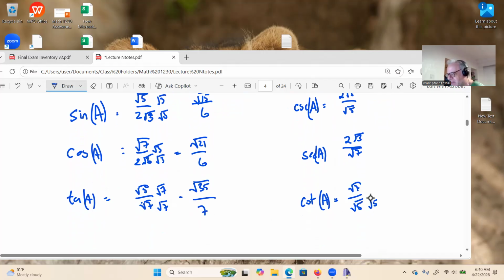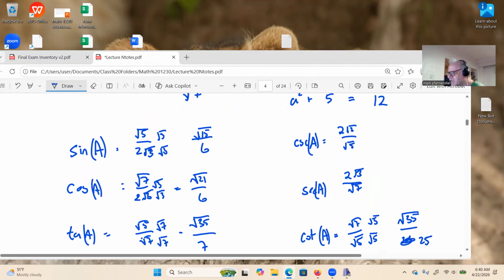Okay, and we're going to do the same thing on this side. Okay, so we have the square root of 35 over square root of 5 times 5, which is 25. Okay, we have square root of 7 here, square root of 7. So we have 2 root 21. Again, you don't have to simplify. It'd be nice if you do, but you don't have to.